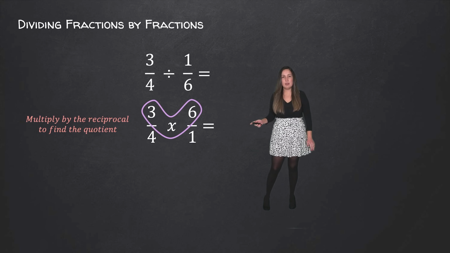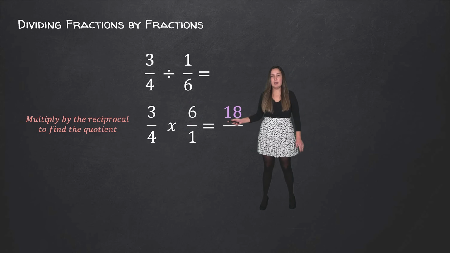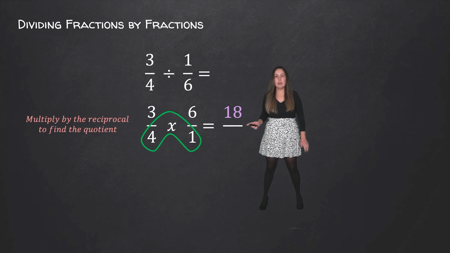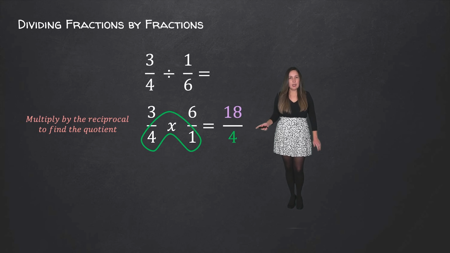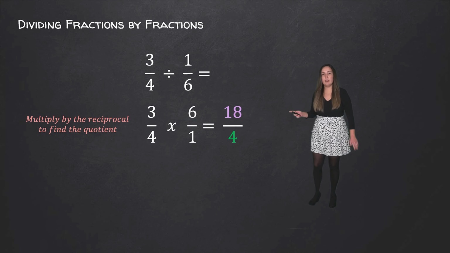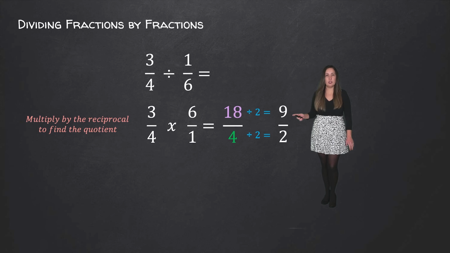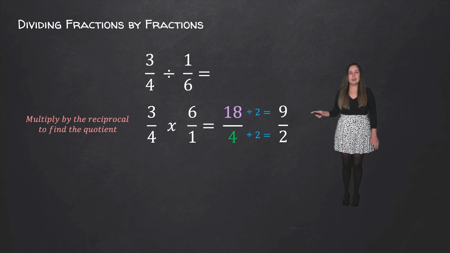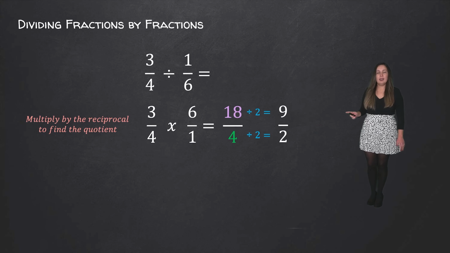So 3 times 6 is equal to 18. And then 4 times 1 is equal to 4. This can be rewritten, but first we could simplify by dividing the numerator and the denominator by 2. 18 divided by 2 is 9. 4 divided by 2 is 2. And then 9 over 2 is equivalent to 4.5.